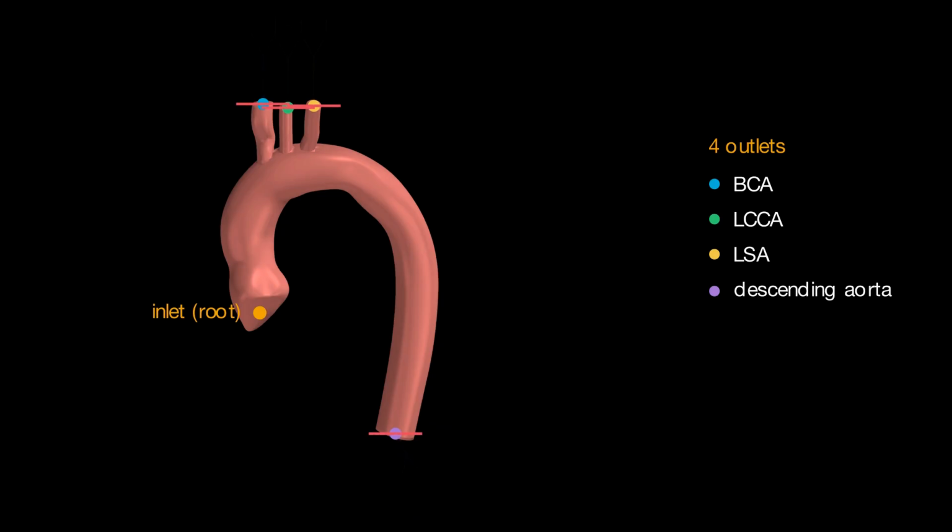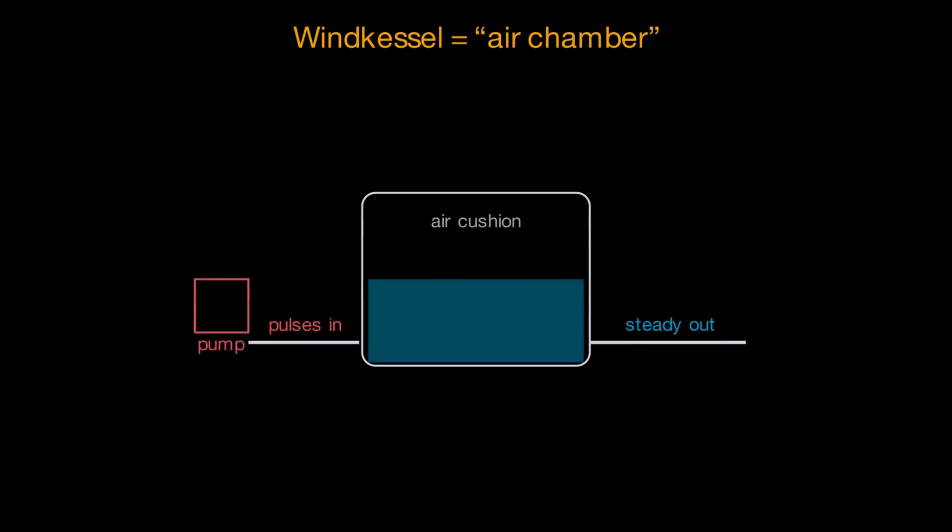So we model their aggregate behavior. 2 effects dominate: resistance to flow and elastic storage of blood volume. The idea is old. Stephen Hales described it in the 1700s. Otto Frank formalized it in 1899. Windkessel is German for air chamber.